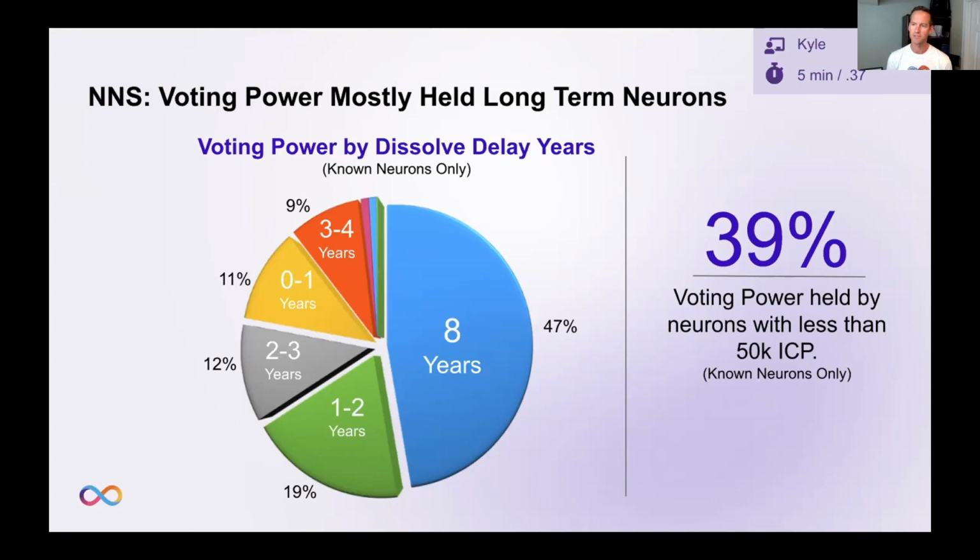On the right there, you see just a quick data point in terms of decentralization. So 39% of the voting power on the NNS today is held in neurons with less than 50,000 ICP in them. Take that for what you want. We also don't have an idea of whether or not a person or an entity owns multiple neurons, but I wanted to include it there just for decentralization purposes.